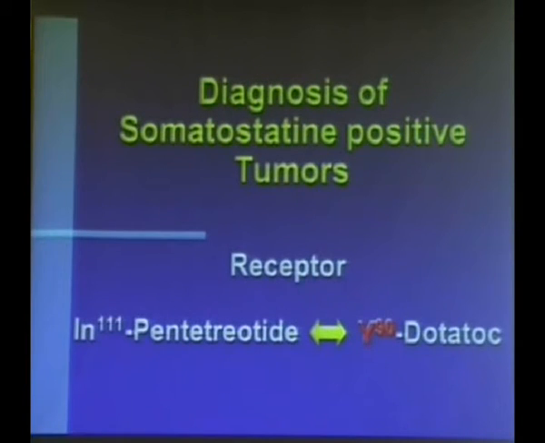So let us have a look at the somatostatin positive tumors. We have to remember, if you find in the scintigraphy using, for example, octreotide, a positive tumor, you have the option of therapeutic intention.